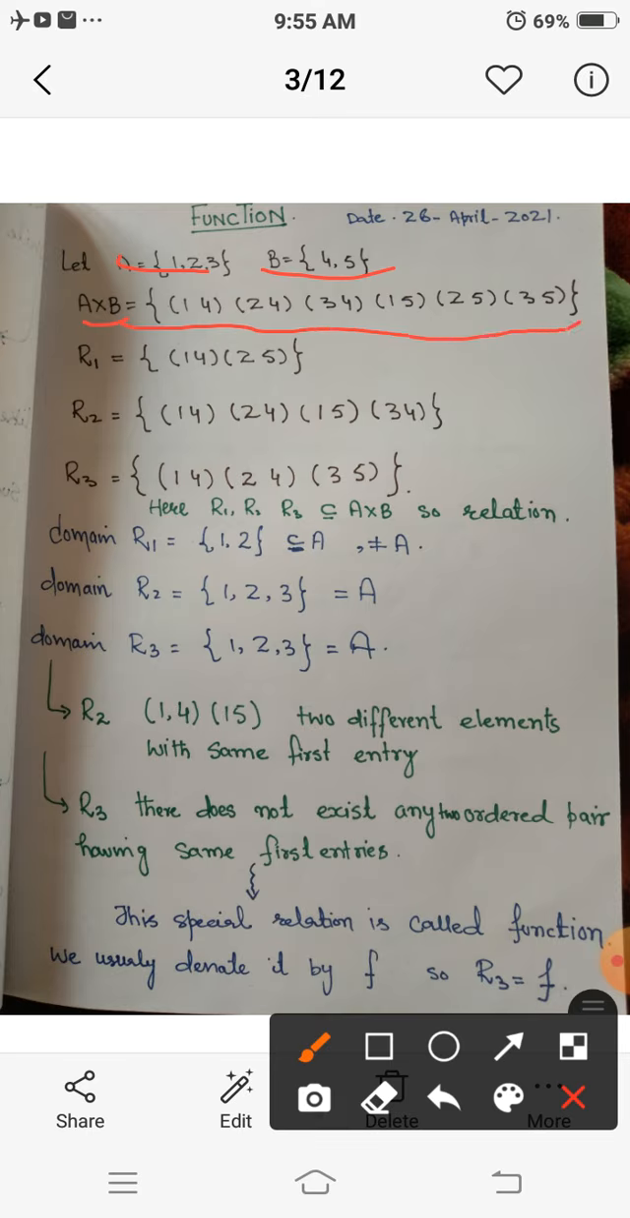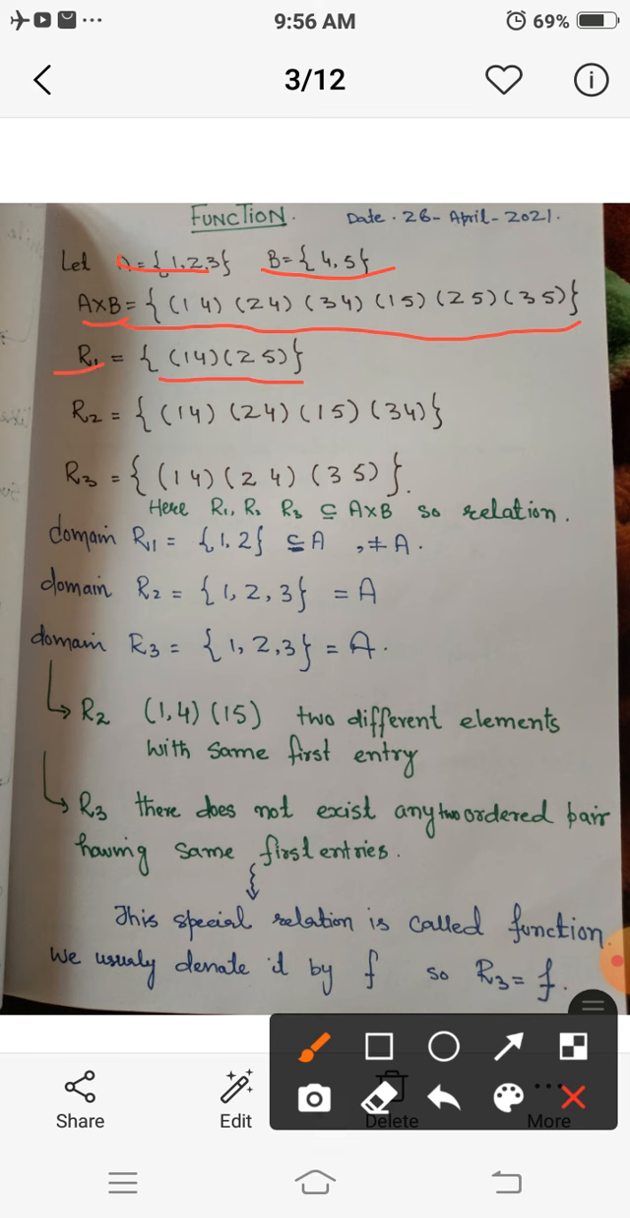Now if we consider any subset of this A cross B, let R1 be one of the subsets of A cross B. Here R1 is {(1,4), (2,5)}, because (1,4) is an element of A cross B and (2,5) is also an element of A cross B. That is why R1 is a subset of A cross B.